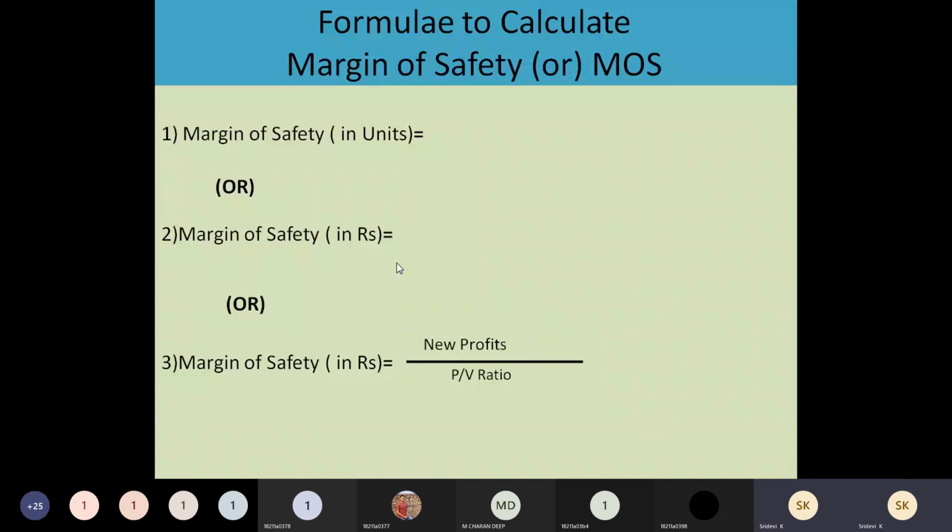And to find out in units, what is the margin of safety? You take the actual sales that was given in the problem, whatever the sales that was given in units, you take it as actual sales. Sometimes it may be given as output also. So that is nothing but the actual sales, minus BEP sales in units. So that you deduct from this. You will get the margin of safety in units.